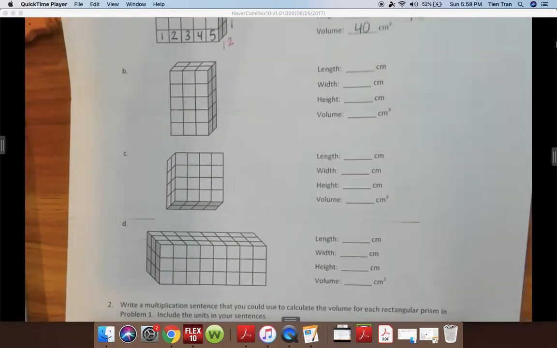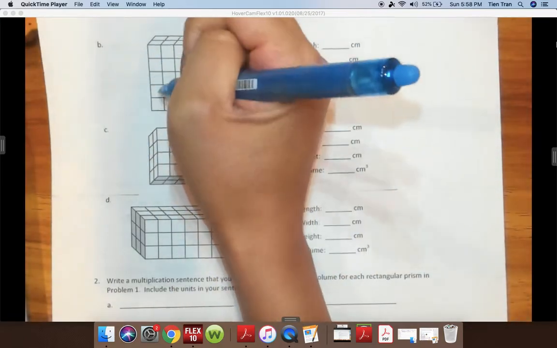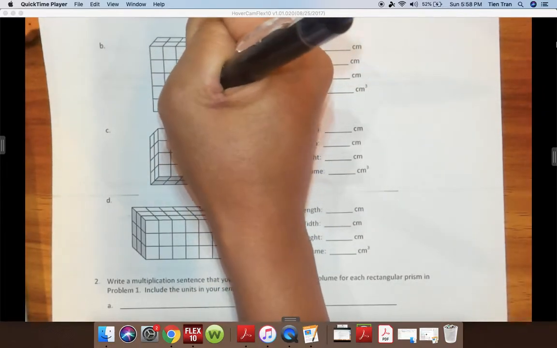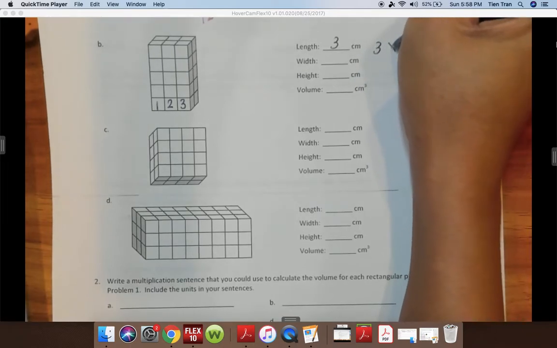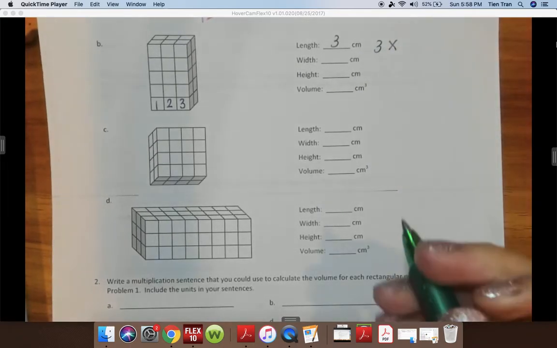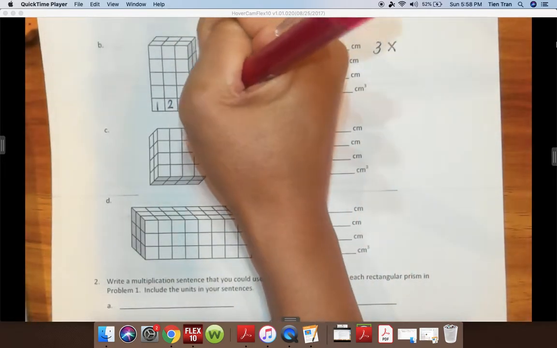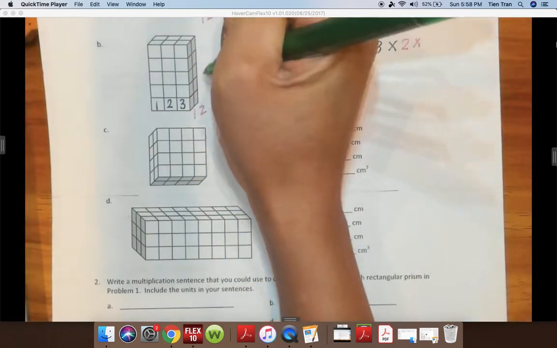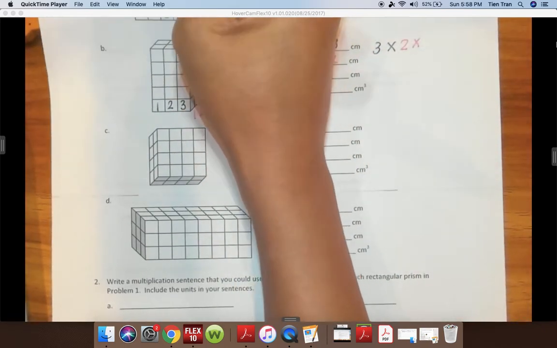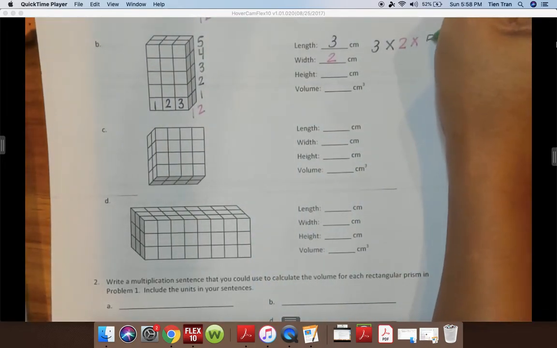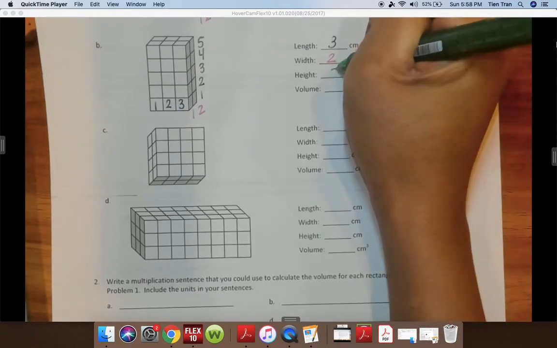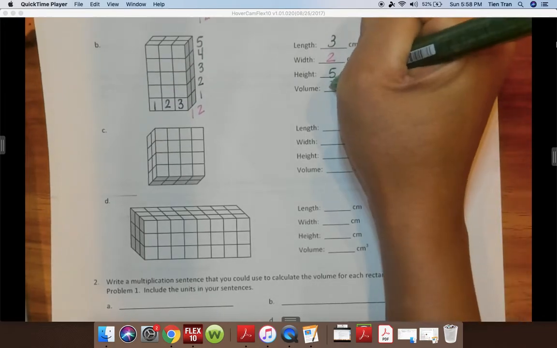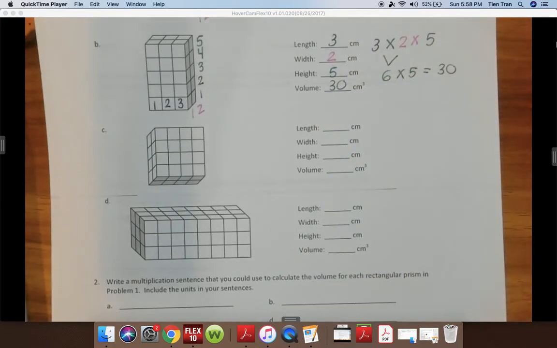Moving on to problem B. Okay, so I'm going to count again. I have my length, which is how long something is. 1, 2, 3. And then I have my width, which is how wide the object is. So 1, 2 is my width. And then my height, which is how high the object is. 1, 2, 3, 4, 5. So multiplying times 5. I know that 3 times 2 is 6. 6 times 5 is equal to 30. So I have 30 centimeters cubed as my final answer.